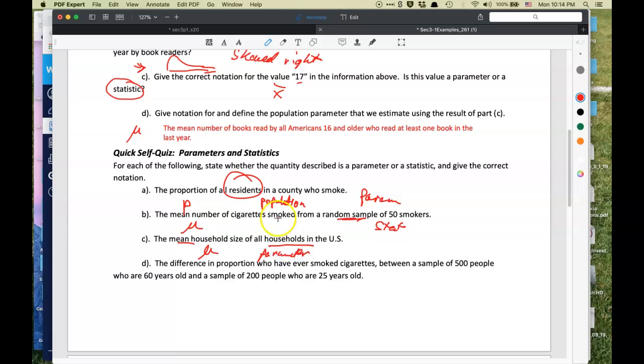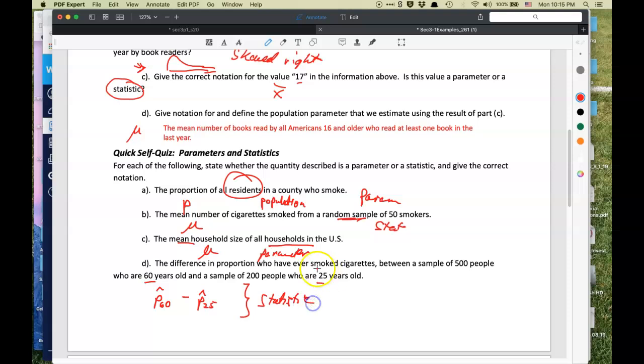And now, as if we've gone through some strange time warp, we get this overly detailed part D. The difference in proportion who have ever smoked cigarettes between a sample of 500 people who are 60 years old and a sample of 200 people who are 25 years old. So this is talking about a sample, and we're going to use p hat minus p hat, with a little subscript here and a little subscript here. That difference is the estimate of the population proportion difference, getting at the difference in prevalence of smoking for these two different generations, really. And so this would be a statistic.